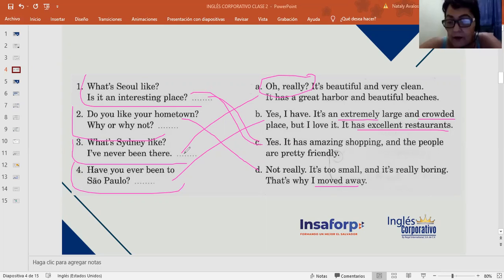Okay, let me see. Oscar Romero. Oscar Romero, are you ready? Yes, I'm ready. Oscar, have you ever been to Sao Paulo? Yes, I have. It's an extremely large and crowded place, but I love it. It has excellent restaurants. Excellent job. Very good. Two claps for you. Very nice. Okay. Excellent. You see, you did the exercise in a very good way.